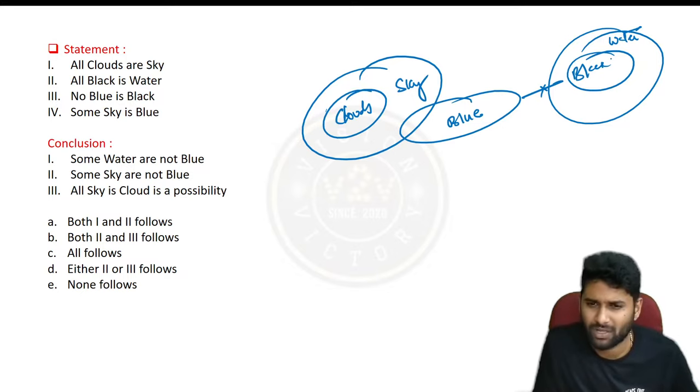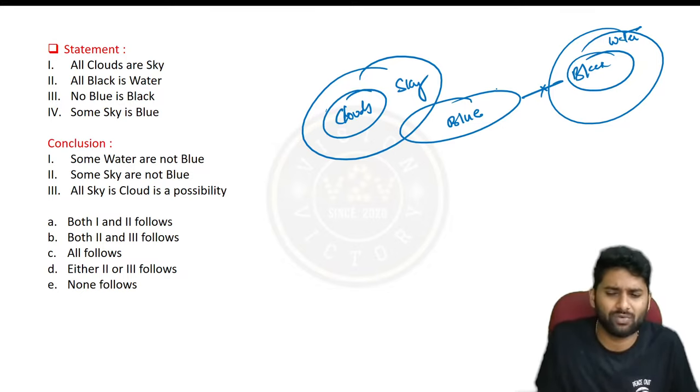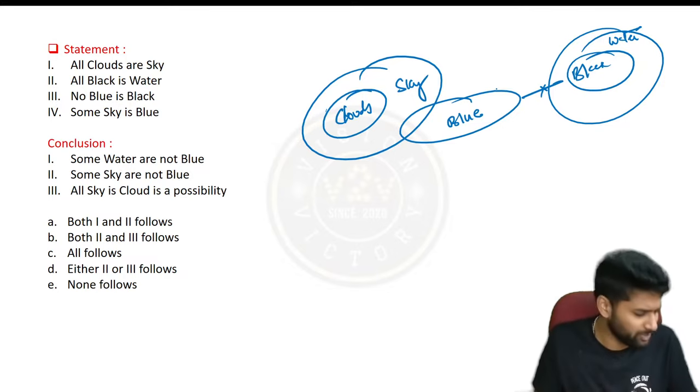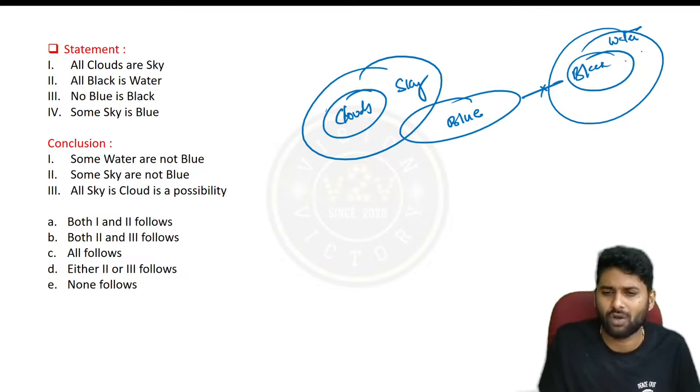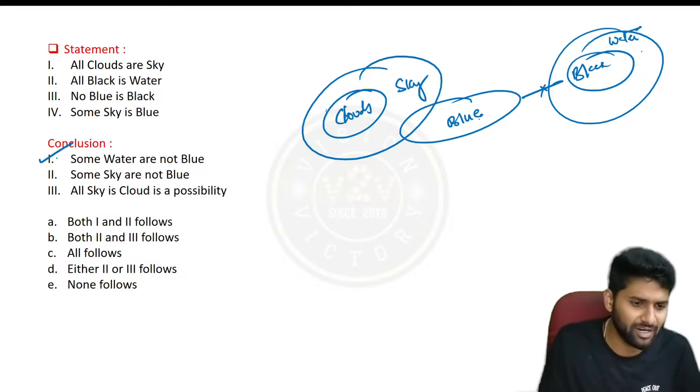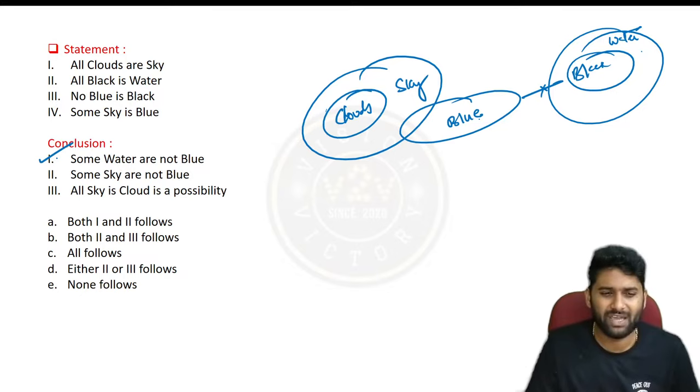Is it possible that all water can be blue? All water is not blue, because you will get the black. Black is there, you cannot place it with blue. That's why, if all water is not blue, definitely some water is not blue. Valid one.